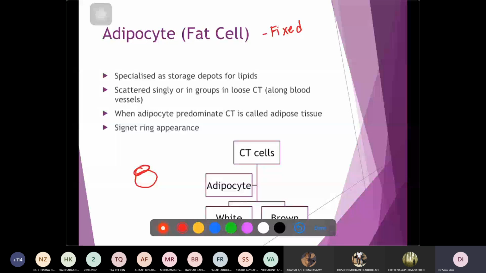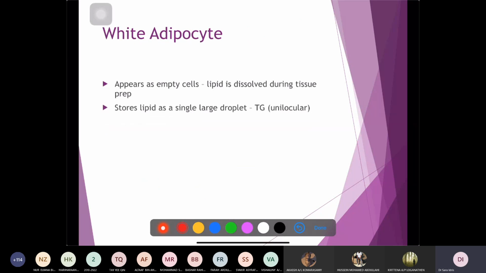We'll be looking at the cells later. Adipocytes, you have two kinds. You have a white adipocyte and you have a brown adipocyte. Okay, so if I just go right, white adipocyte in the middle. If you prepare an H&E slide, it appears as empty cells because the lipid inside the cell has been dissolved during tissue preparation. So you are only left with the cell wall.